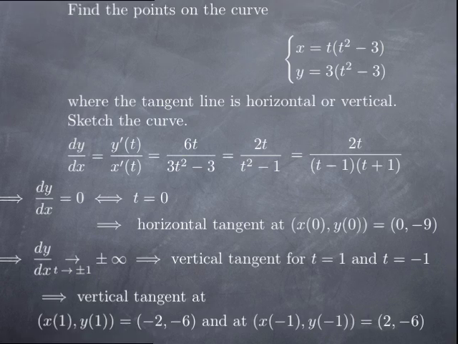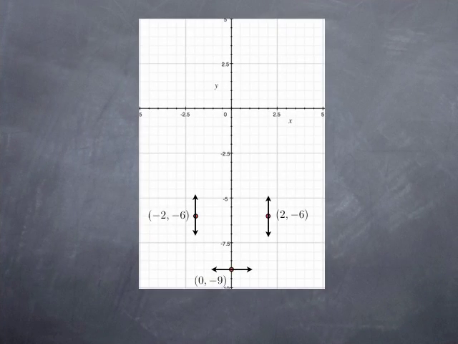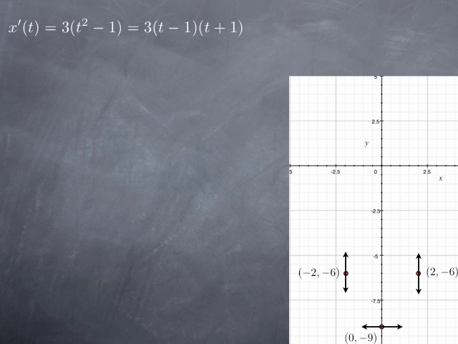So what this looks like is this. We have these 3 special points: 0, negative 9, where we have a horizontal tangent, and negative 2, negative 6 and 2, negative 6, where we have vertical tangents. Well, that's a start, but certainly not enough to sketch the graph. To sketch the graph, we discussed it a little bit in the previous video. We need to look at the increase and decrease of both x and y, and then follow along in the xy plane the changes of x and y.